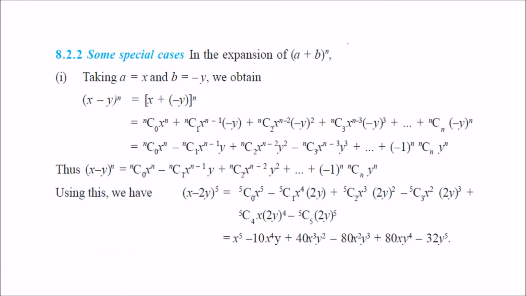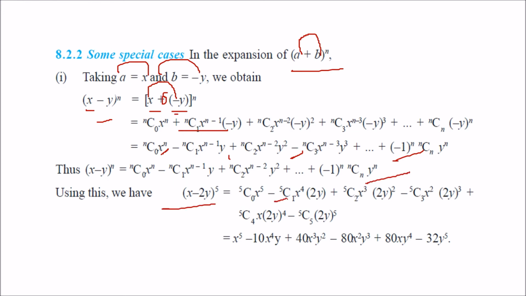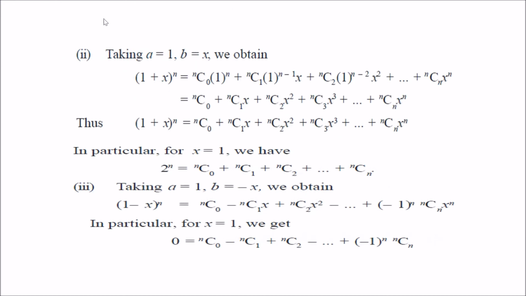Let us take some special cases, like (a plus b) to the power n. Now somebody says we want you to find (a minus b) to the power n. So let us take a as x, b as minus y. So this is (x minus y) to the power n, and we'll do it exactly like (a plus b) to the power n. Just expand it. You'll see that all the alternate terms are going to be negative. Otherwise, it will be exactly the same as (x plus y).